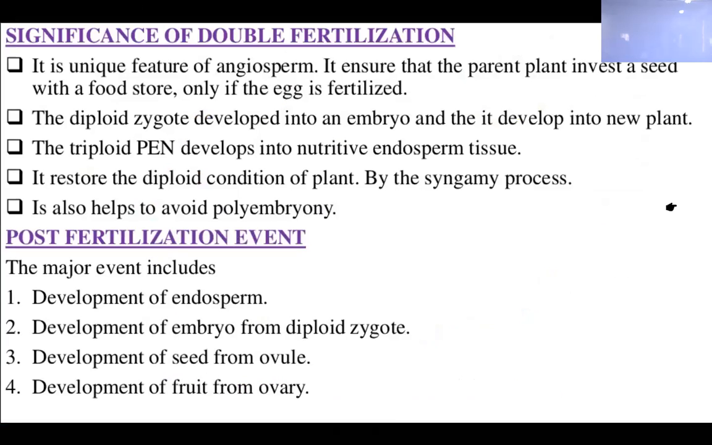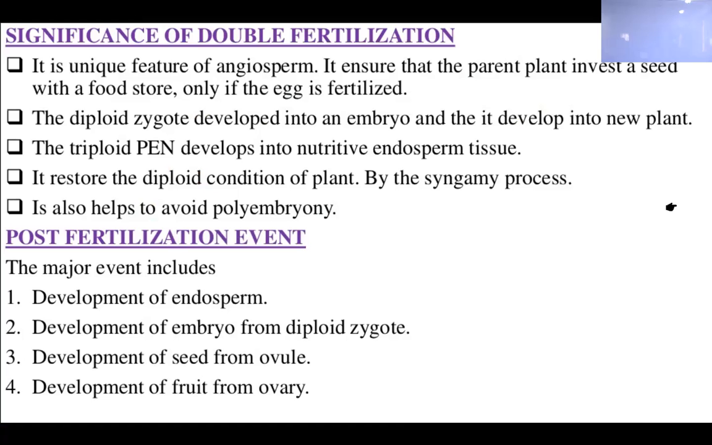Okay. Now we have to study the significance of double fertilization. It is a unique feature of angiosperms. It ensures that the parent plant provides a seed with a food store only if the egg is fertilized. Now the diploid zygote develops into an embryo and then it develops into a new plant.